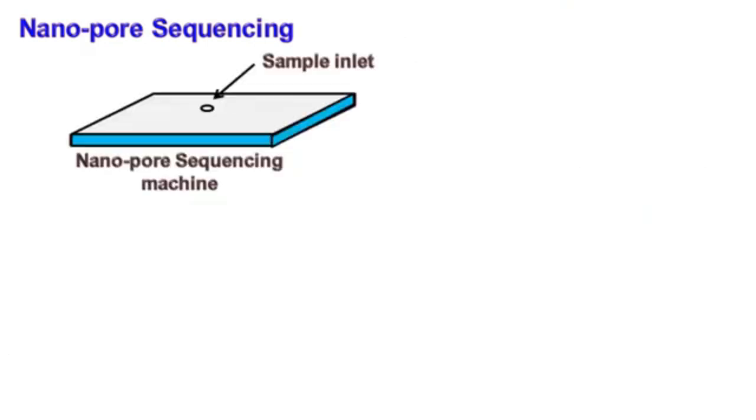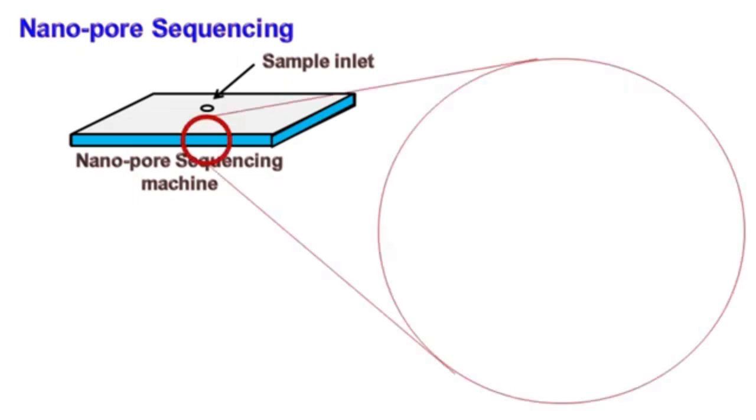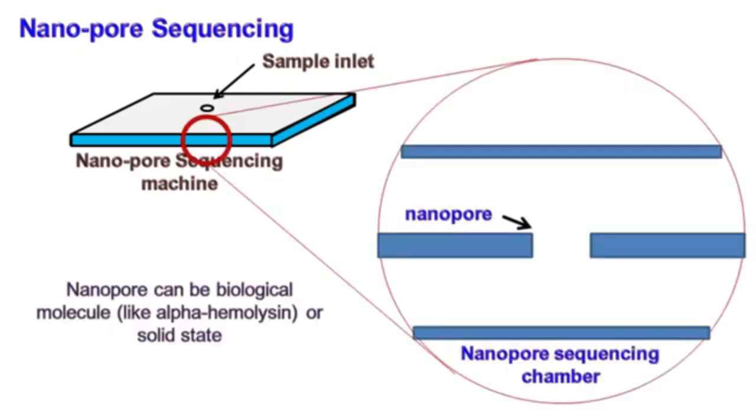The nanopore sequencing machine is very small. It uses a small chamber having a hole a few nanometers in diameter. The nanopore can either be solid state or made up of biological molecules. DNA or RNA is introduced in the chamber through the sample inlet.